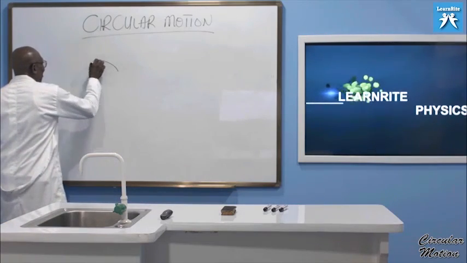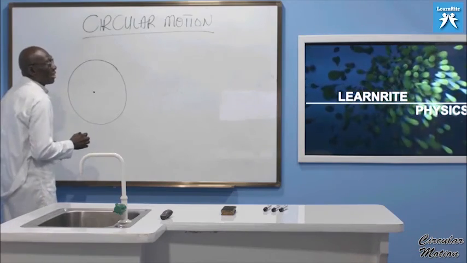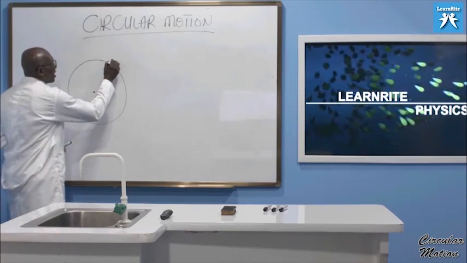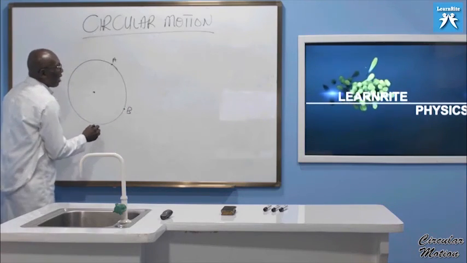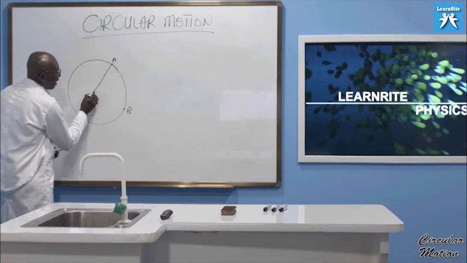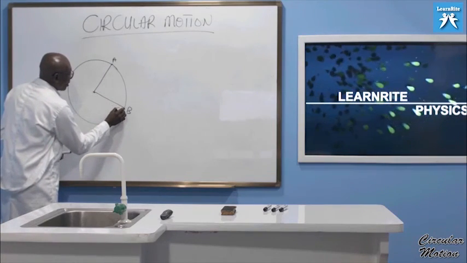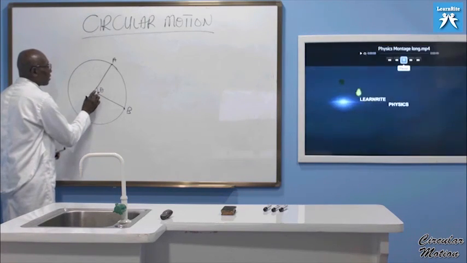I have this circle. This is the center. We have a point A. We have a point B. I'll draw a line to join the point A and the center, and a line to join B to the center, and I'm going to call this angle the angular displacement.